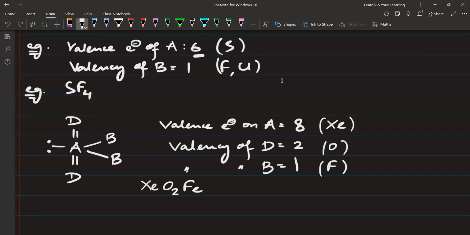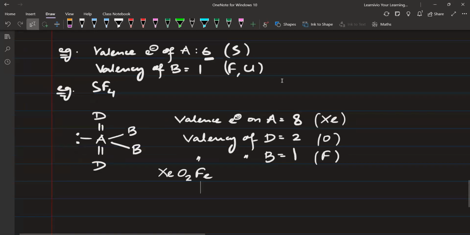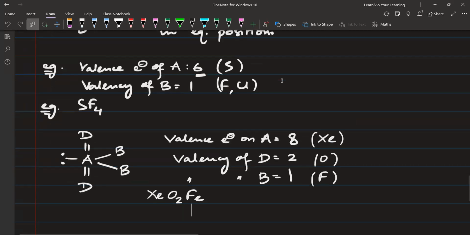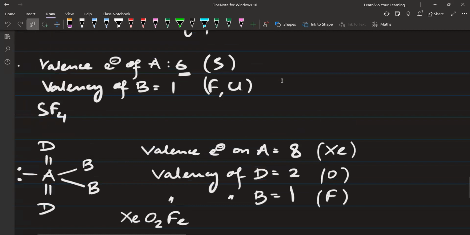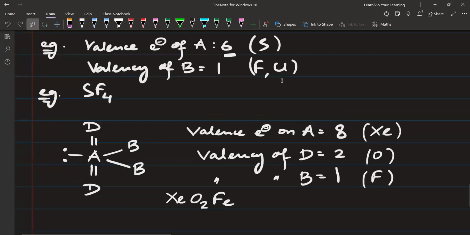So noble gases make bonds and form compounds, but those compounds are very rare, and they form compounds only with very electronegative elements such as oxygen and fluorine. I mean, oxygen and fluorine are so electronegative that they can pull electrons even from the noble gases. Copy this down. Why have I written Xe? I have to write F2. XeO2F2.